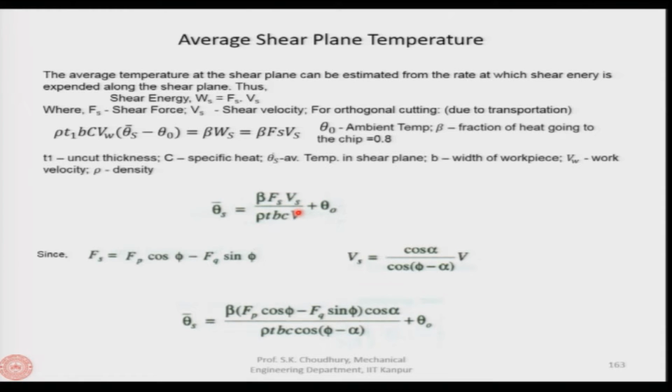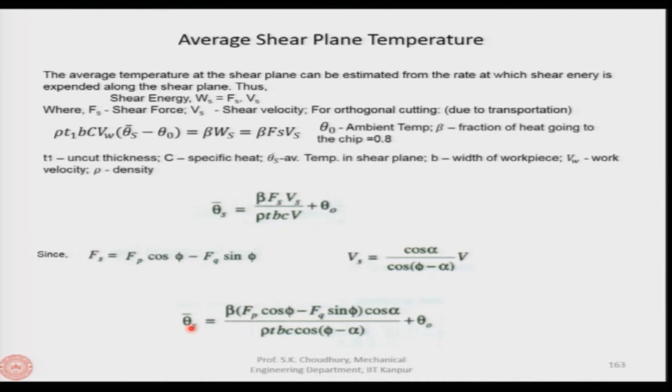and then we put the value of Fs, which from Merchant we have seen is the cutting force into cos phi minus thrust force into sin phi, and Vs, which is the shear velocity, which we have also derived by applying the sine rule, and this is cos alpha divided by cos of phi minus alpha. So, this is the expression that we get for the average shear plane temperature.